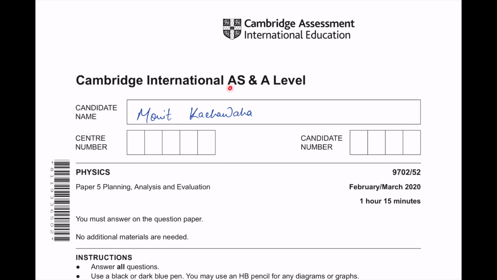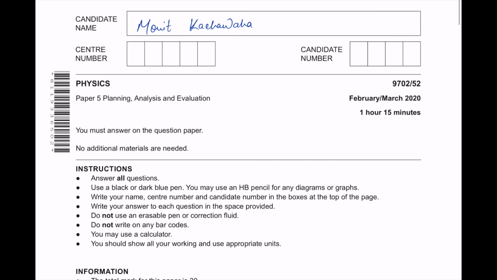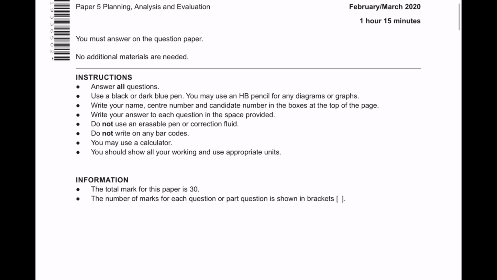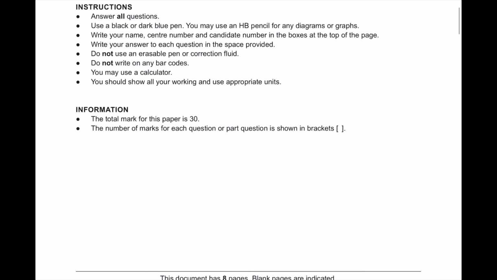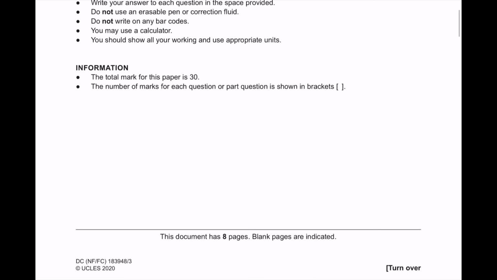Today we'll start AS and A-level physics Paper 5, that is planning, analysis and evaluation of the Feb/March series 2020. Paper code is 52. Before going on to the question solving, let us first go through the instructions. Please read all these instructions carefully before attempting the paper. Okay, fine.